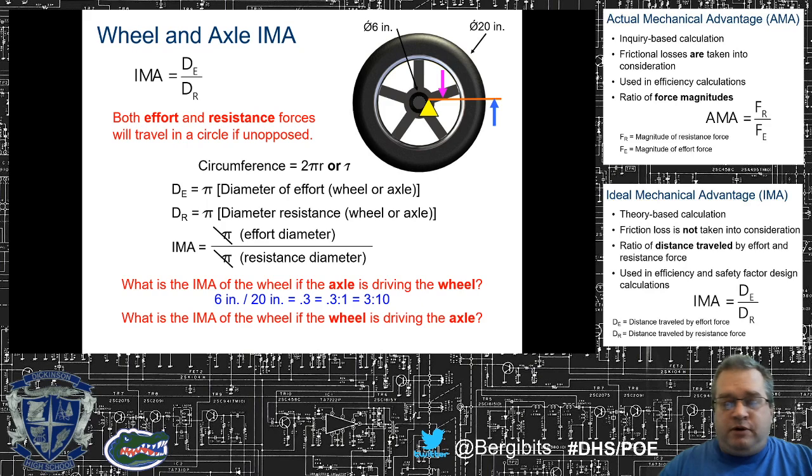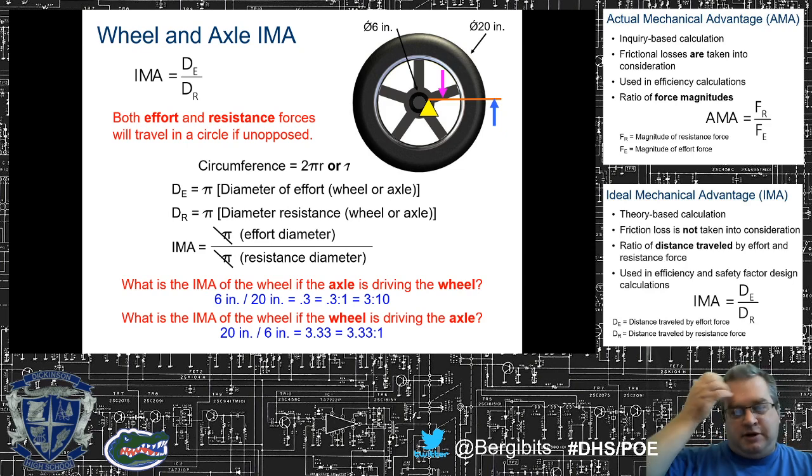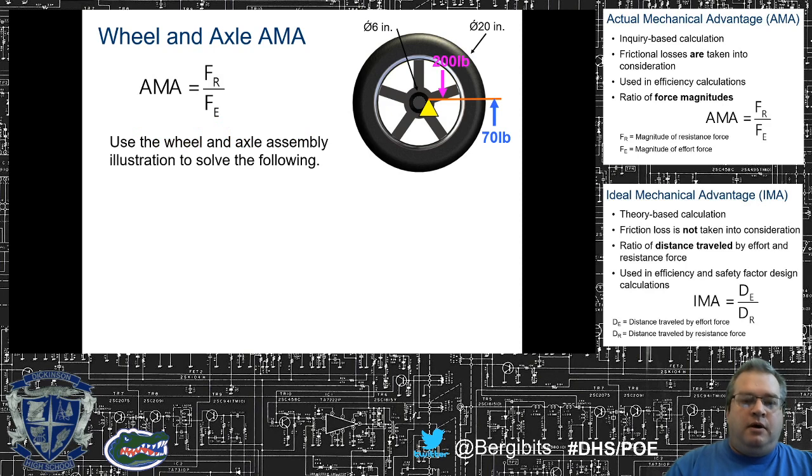What is the IMA of the wheel if the wheel is driving the axle? In the case of a car steering wheel. So we're just going to flop those. Flop or switch those so that the resistance is going to be above, effort is going to be below, and then you're going to have a ratio of 3.33 to 1.